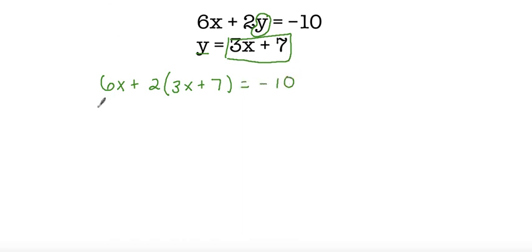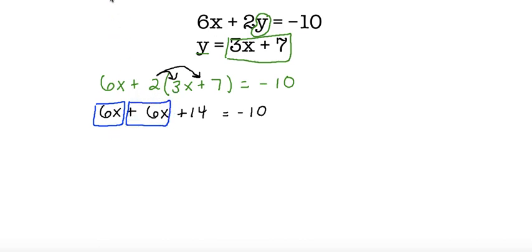So 6x plus, if we distribute the 2, we get 2 times 3x, which is 6x. And then 2 times positive 7 is positive 14. And then that's all going to equal -10. So here we have like terms, so 6x and positive 6x. So 6x plus 6x is 12x plus 14 is equal to -10. So if we want to solve for x, we have to subtract 14 from both sides.